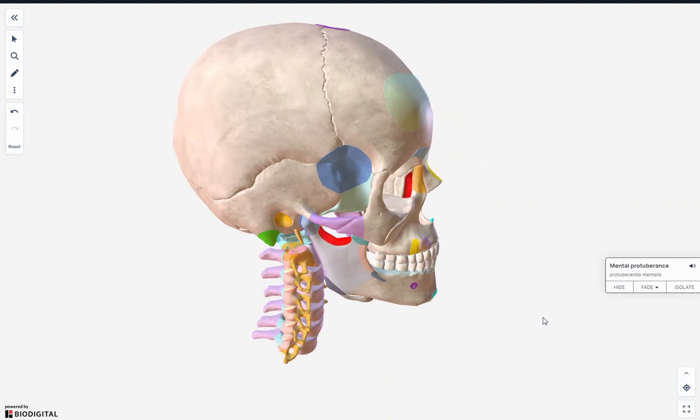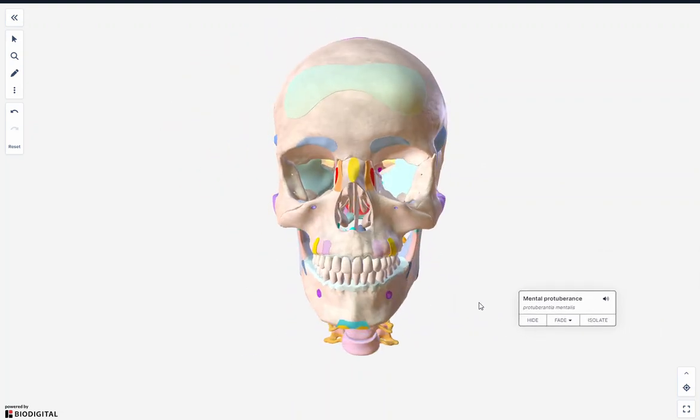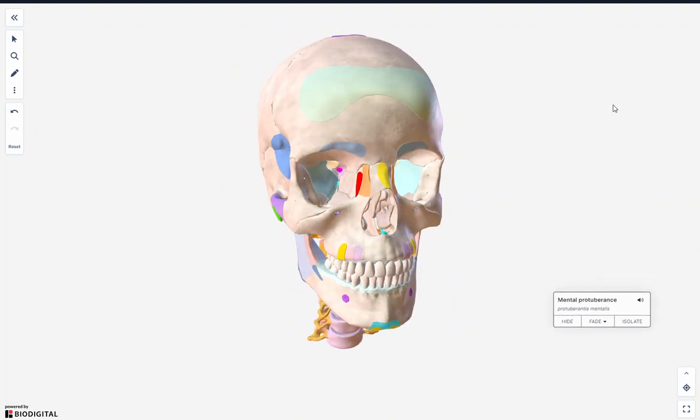Okay, I think that does it. That's a pretty good overview of the landmarks of the skull.